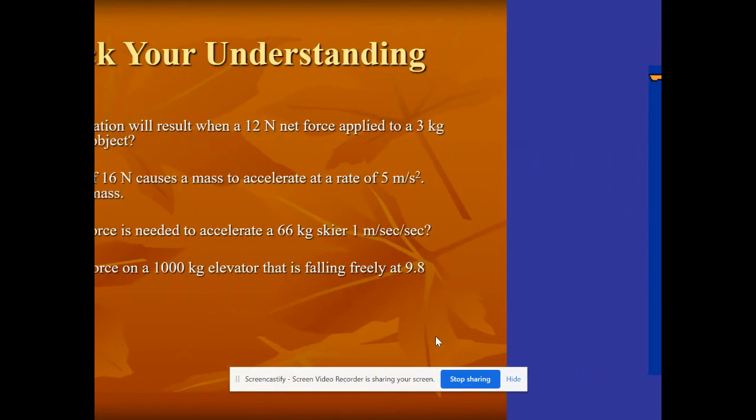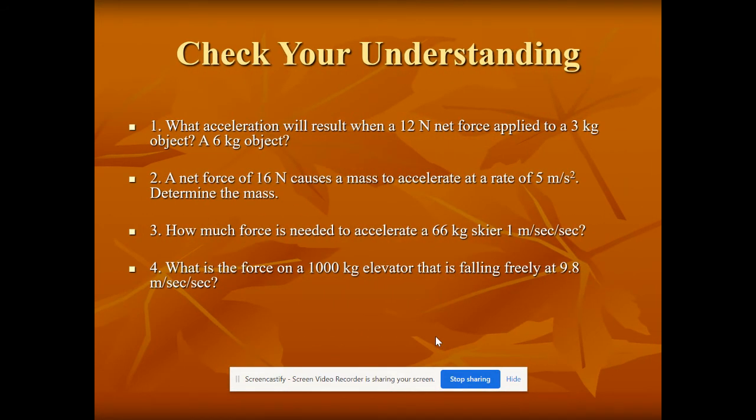Okay, so let's check our understanding. What acceleration will result in a 12 newton net force being applied to a 3 kilogram object or a 6 kilogram object?